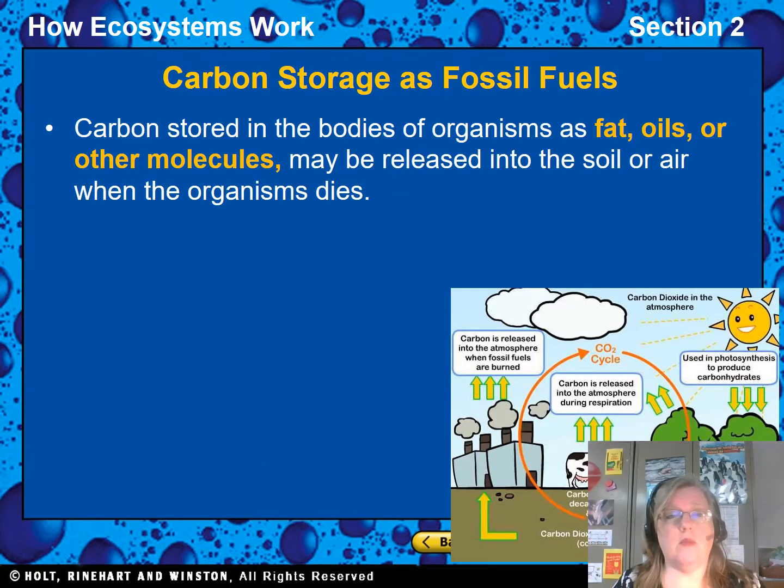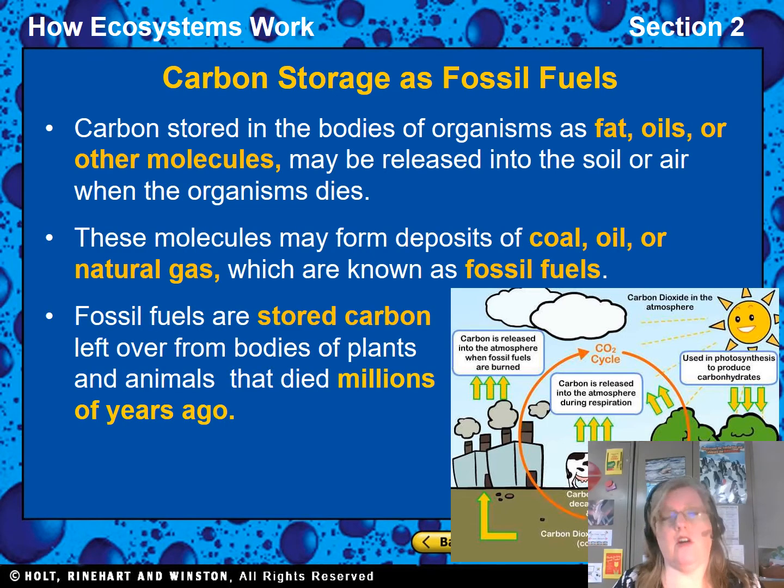Alrighty, so again, one way that you can store a bunch of carbon is with the limestone rocks, but you can also store a bunch of carbon as the fossil fuels. So carbon is stored in the bodies of organisms like fats, oils, or other molecules, and can be released into the soil or air when that organism dies, whether it's a plant, because there's oils in plants, or an animal. Okay, when that organism dies, some of those fats, oils, and other stuff that are full of carbon get released into the soil. And as they do, they can become coal, oil, or natural gas, fossil fuels.